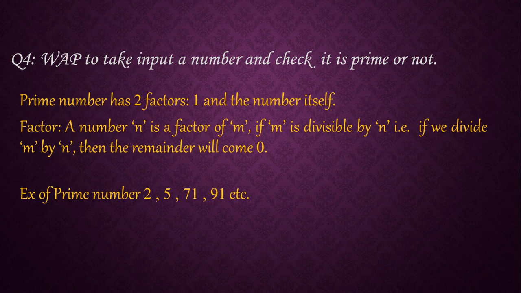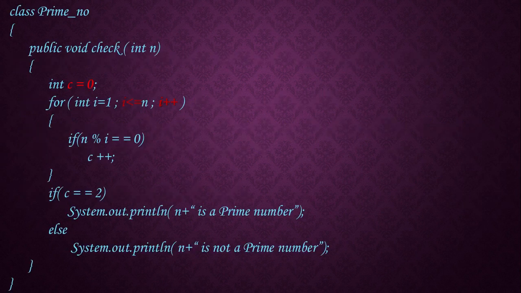So let us start the program. We have taken input a number and stored it in the variable n. Now here I am utilizing a variable c, which will be used to store how many factors this number has. Next my for loop starts. A factor of a number lies between 1 and that number, so my for loop starts from 1 and goes up to n.